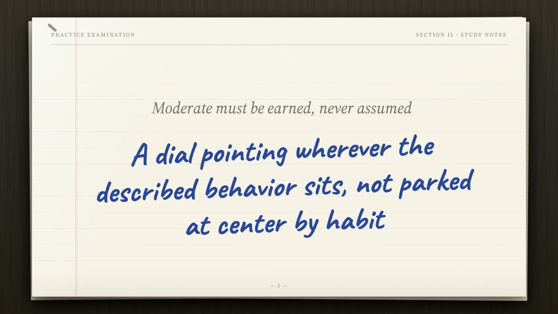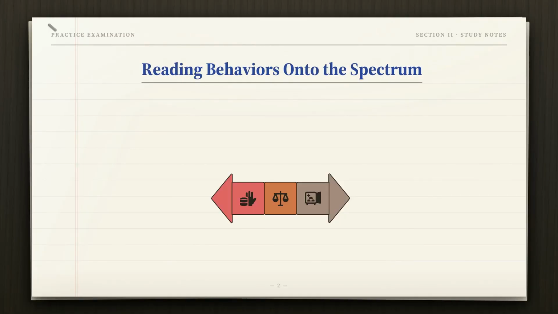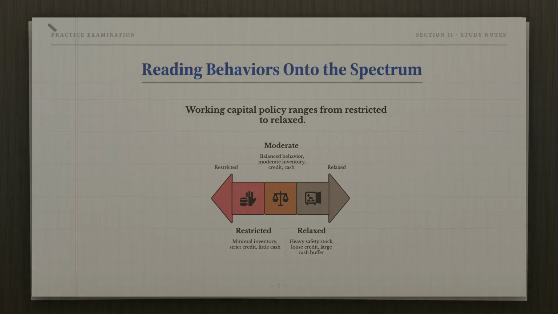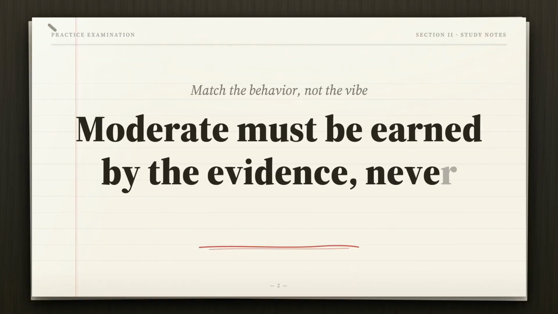So under time pressure, it's tempting to grab it as a hedge. But the exercise tests whether you can match a described policy to its actual position, and that position is often an extreme. Picture a company stocking abundant inventory, extending easy credit, and sitting on a large cash reserve. That combination is the signature of relaxed, sitting at one end of the spectrum, not the comfortable middle. Read the specific behaviors, place them on the spectrum from lean to generous, and name the policy they actually describe. That discipline, not the comfort of the middle, is what these problems are testing.